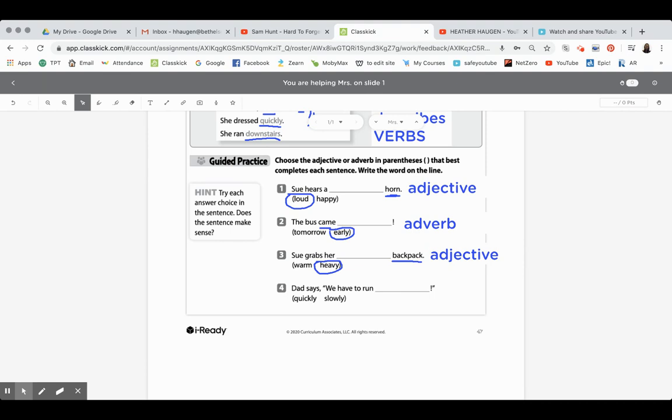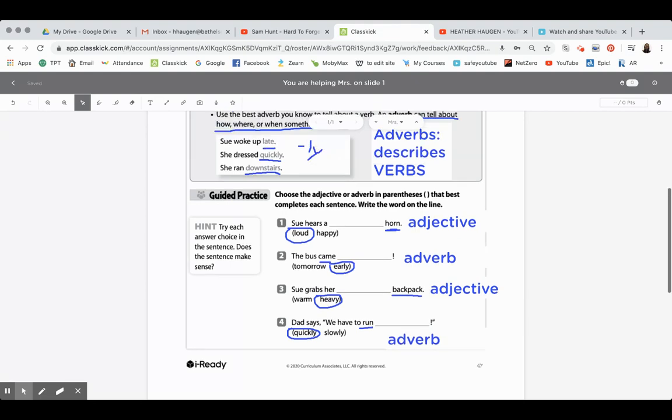Number 4 says we have to run blank. We have to run quickly or we have to run slowly. Well, if you're running, it's probably quickly. We would probably walk slowly but run quickly. So look at the word quickly and think about, what is it describing? It's describing how we're running. So because it's describing a verb and because it has the ly, the word quickly is an adverb.